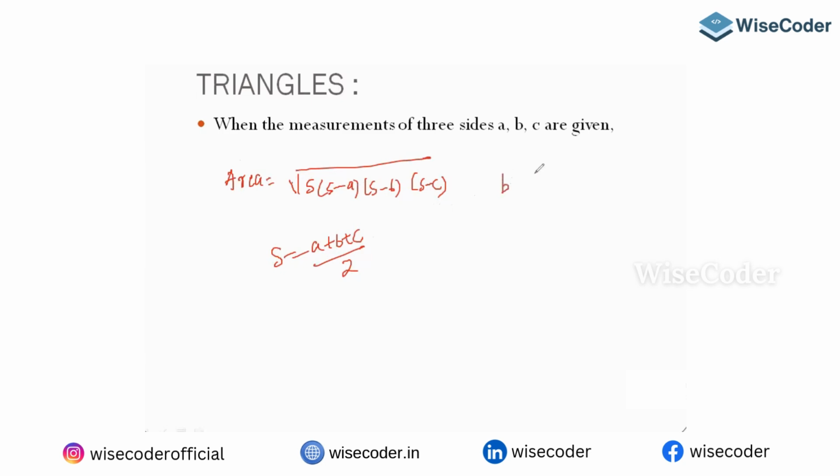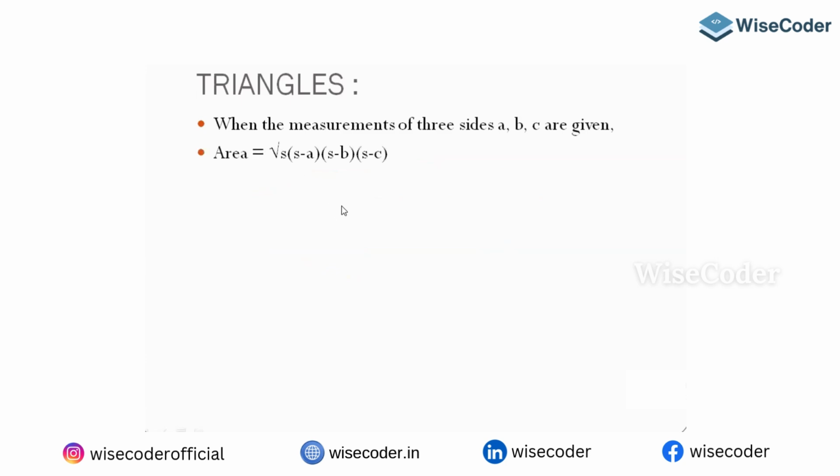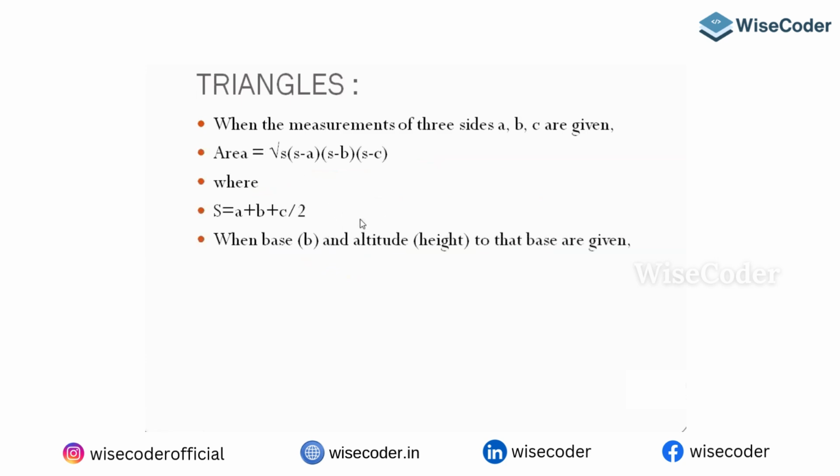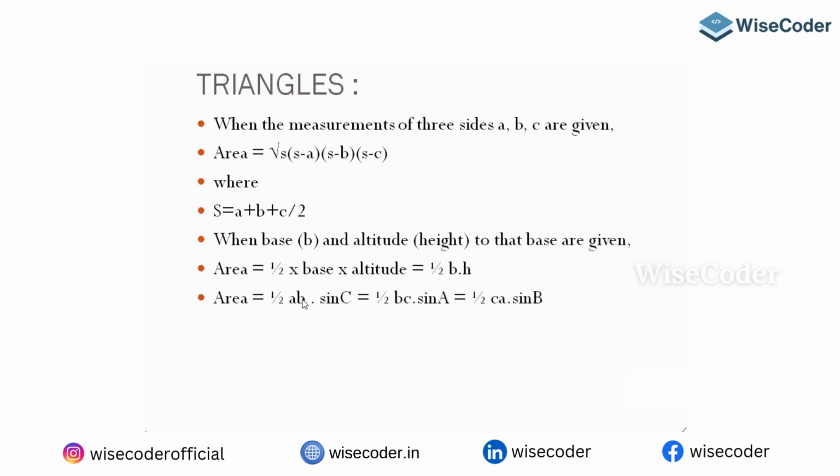Sometimes they will give base and height, then the formula becomes half into base into height. Sometimes they might give sine in the concept of trigonometry, or the circumradius, or the inradius of a triangle. When the height or altitude is given, it is half into base into height. If sine theta is given, it is half into AB into sine C. If BC is there, then sine A. Whatever is not present, write it.